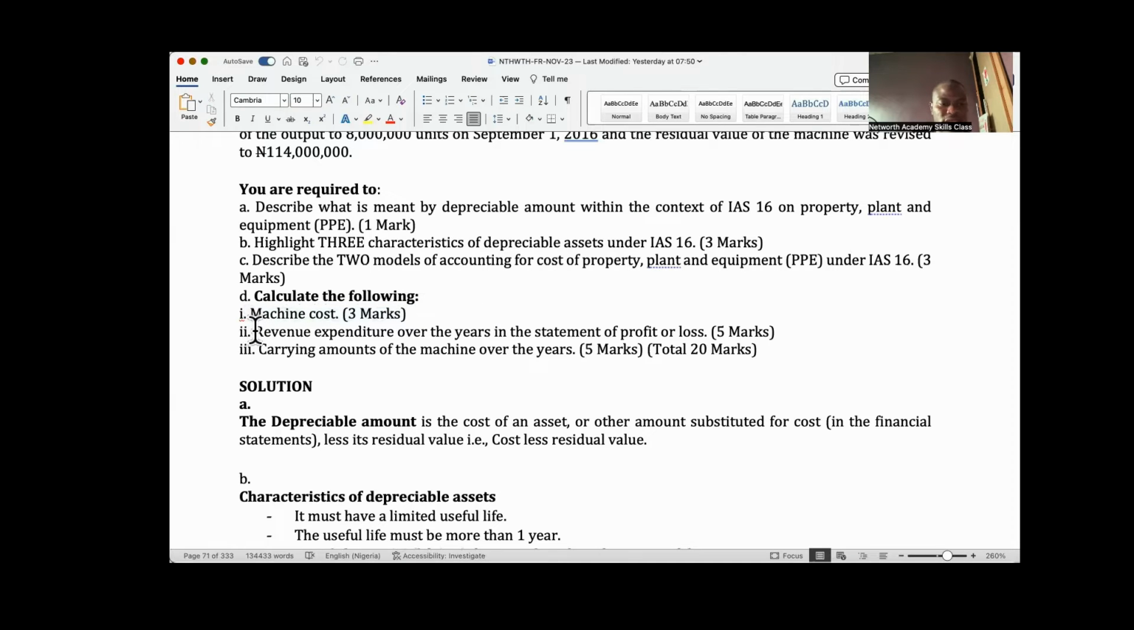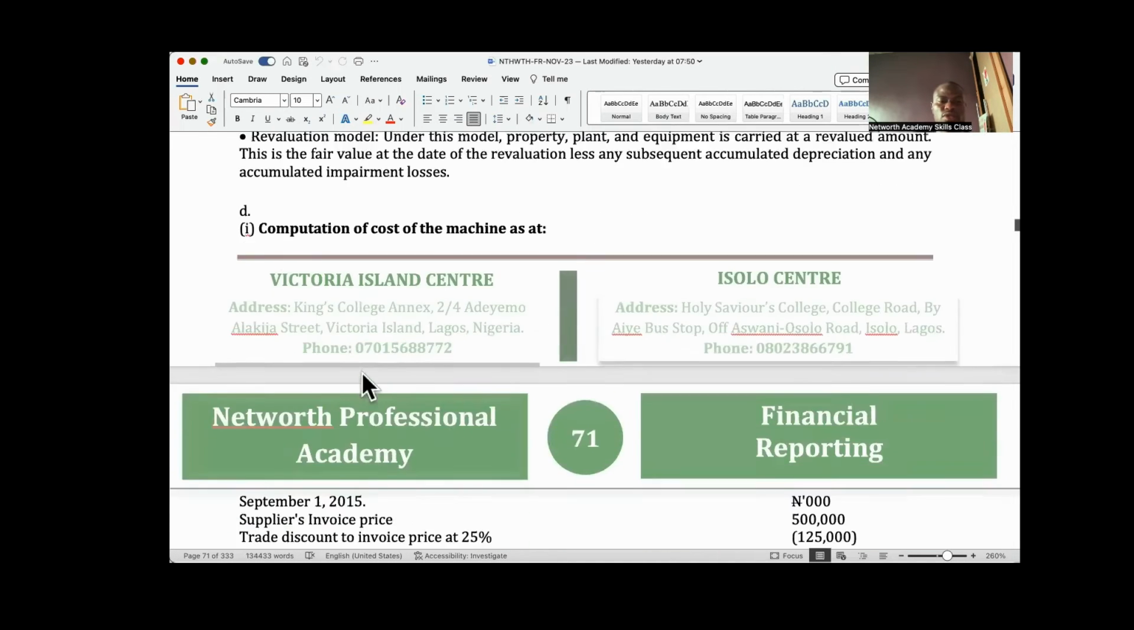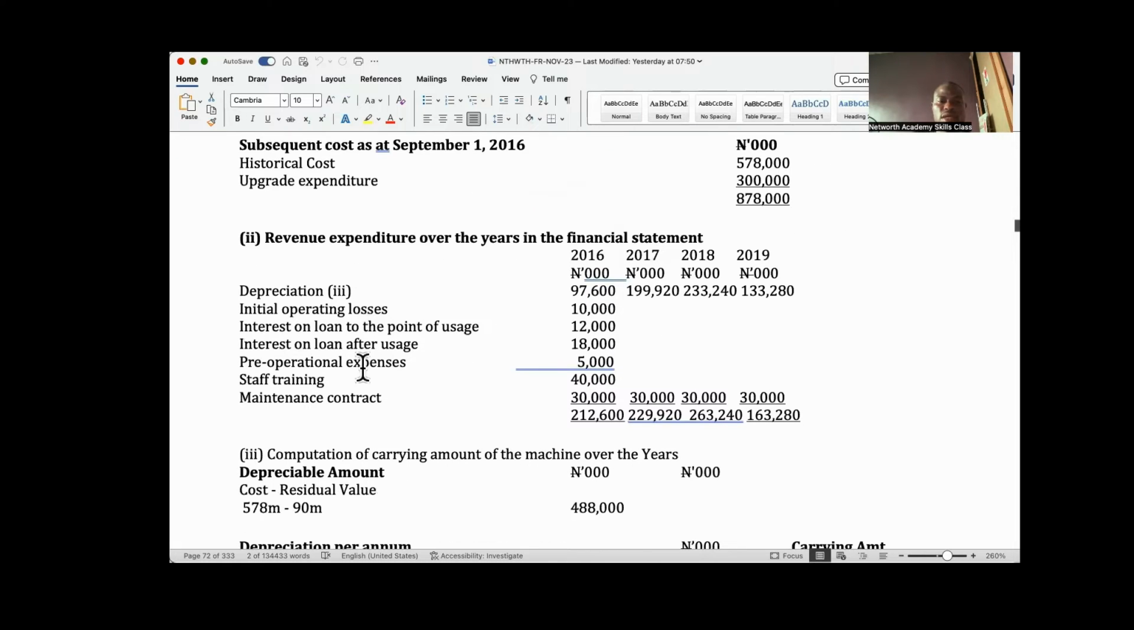Now, the B part says that we should determine revenue expenditure over the years in the statement of profit or loss. So, which means that all the items we did not capitalize, all of them expenses. That's what they mean by revenue expenditure. So, looking at this solution, first one was depreciation. We will still come here because we don't know how they got it for now. So I'll leave this one for now.